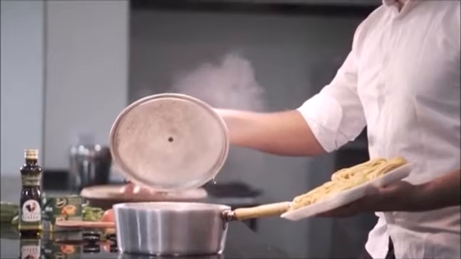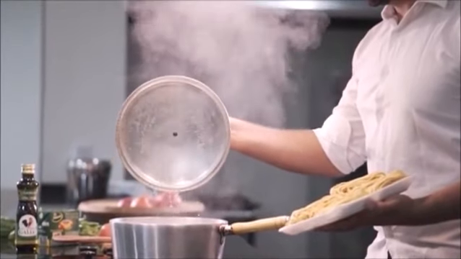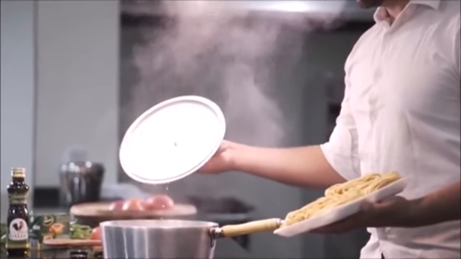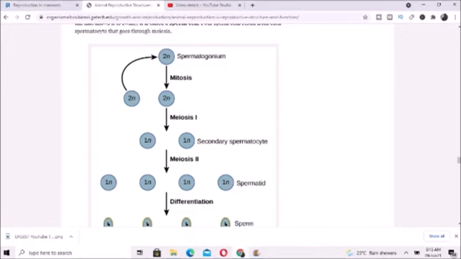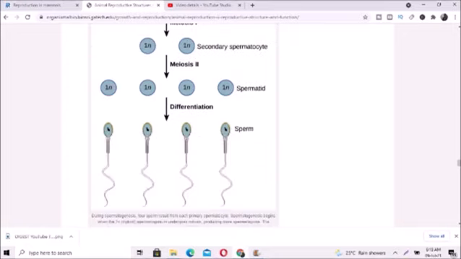How many gametes are made from a gamete stem cell? Egg production results in only a single egg from each egg stem cell, while sperm production results in 4 sperm from each sperm stem cell.